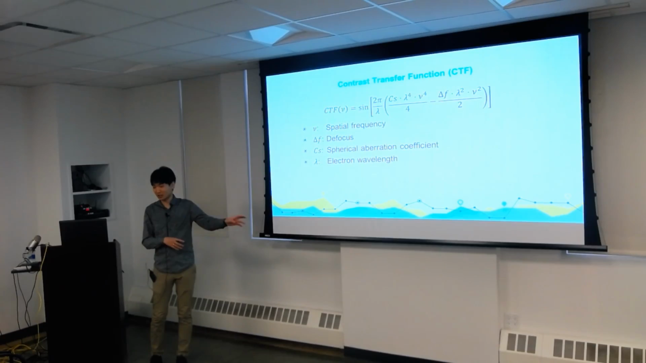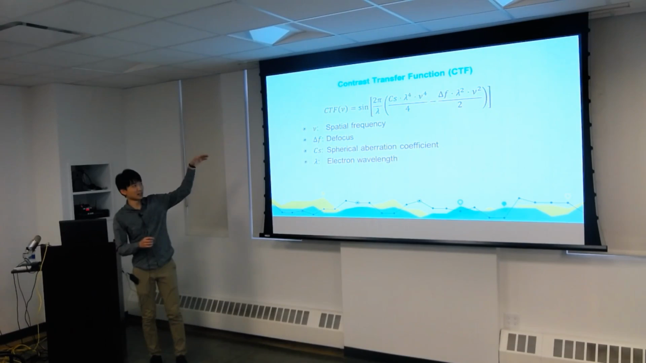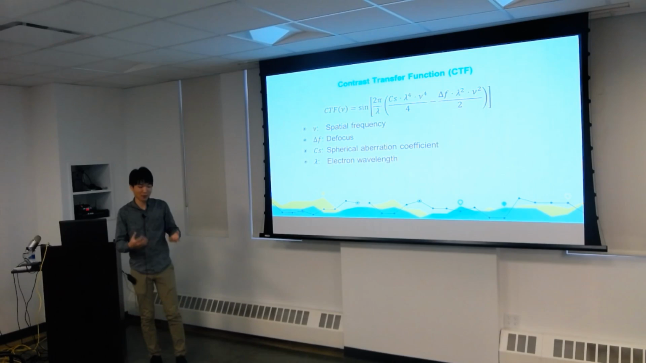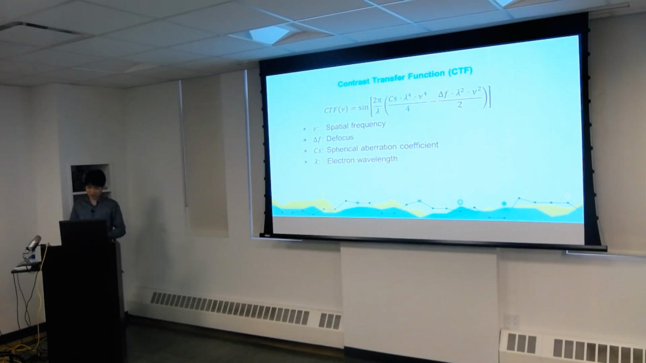So in this case, you can see the CTF as a sine function that has a bunch of different variables inside. There's the spatial frequency, and defocus is there. There's also the spherical aberration coefficient, which is a property of the microscope itself, so it's fixed and you don't really change it. And then you have your electron wavelength. So a few variables go in, and if you know all these, you put them in, you crunch, and you get a CTF. Let me show you that there's software that can simulate a CTF, and you can use it to play and understand how these different variables interplay with each other.